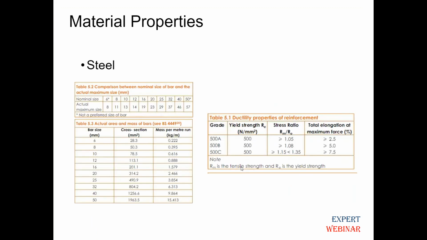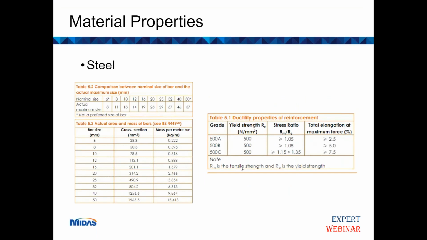For the material properties of steel, we also used the Euro codes. We used grade 500B, and hence we're limiting the total elongation at maximum force to a minimum of 5%.